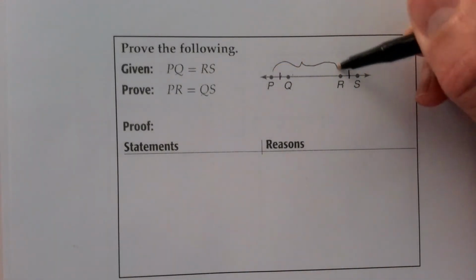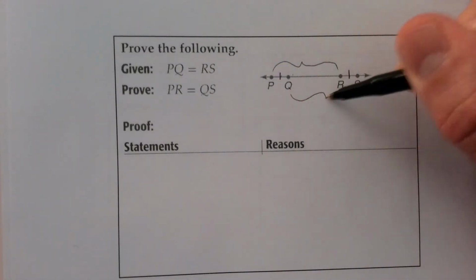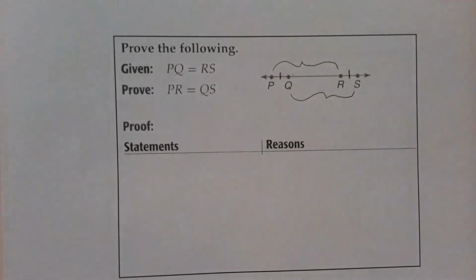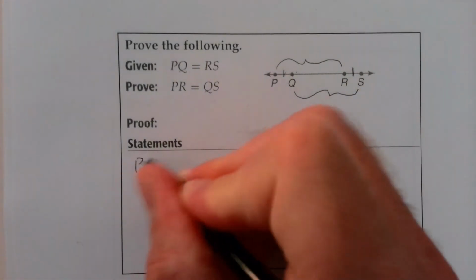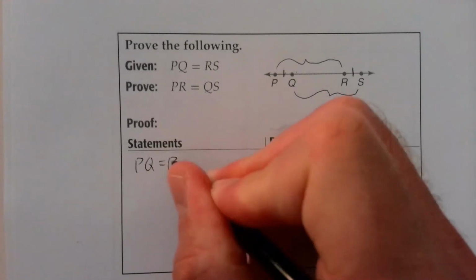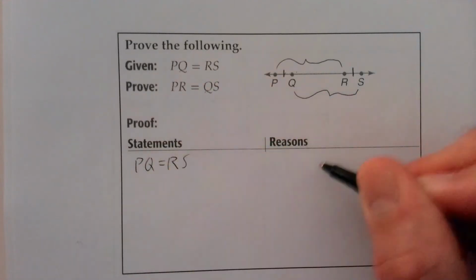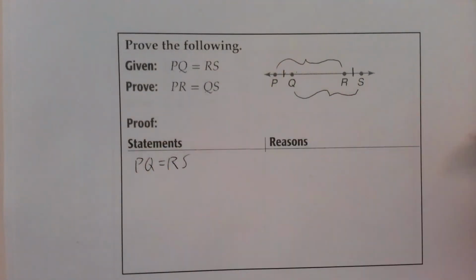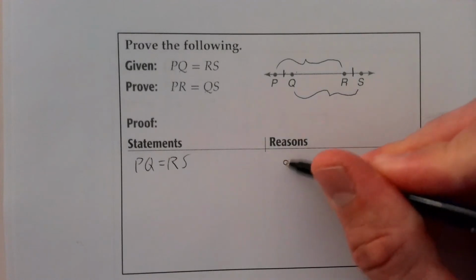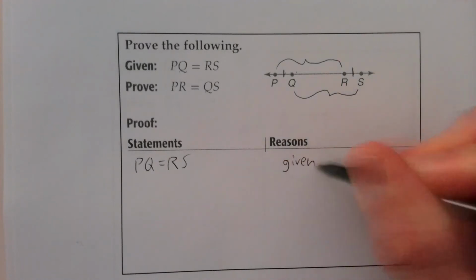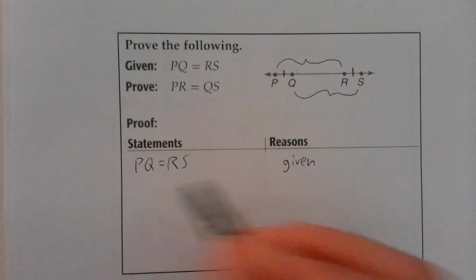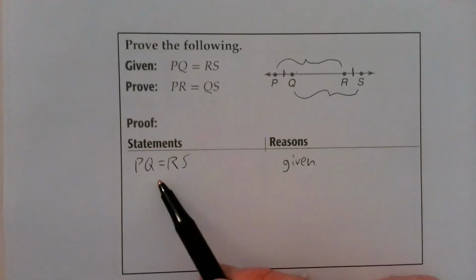So this whole thing is supposed to be the same as that whole thing. Alright, I'm going to go ahead and just copy down my given. Notice that they don't say anything about congruence here, they just say equal lengths. So we don't have to worry about that whole definition of congruent going back and forth between equation and congruence. So that's my given statement.